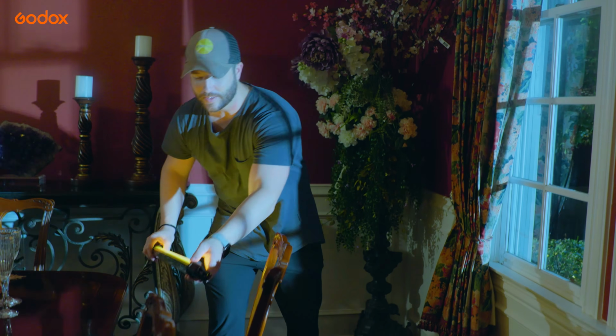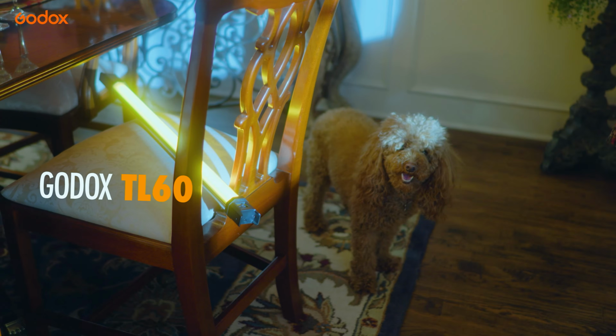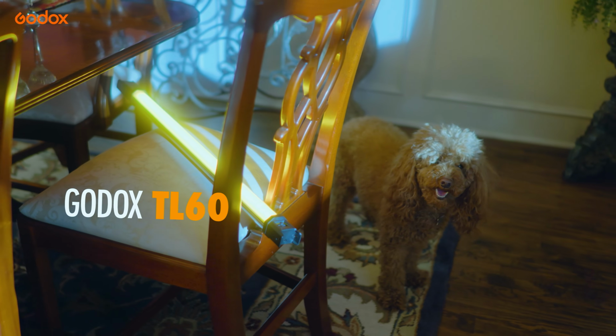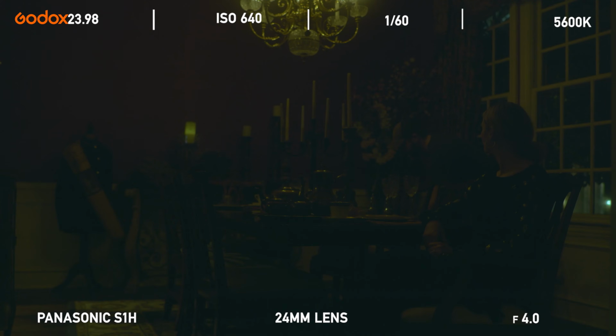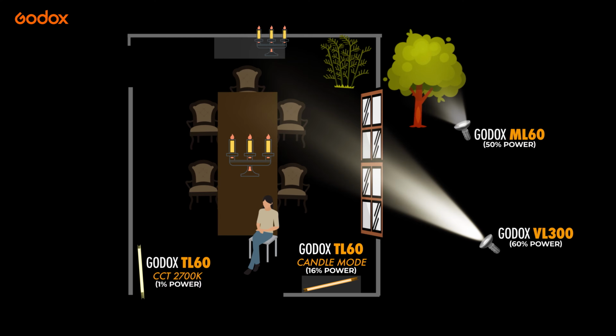Now, I needed to add a touch of motivated candlelight to the back wall. With the help of my lovely poodle assistant, I hid another TL60 on a chair under the table and directed the light to the back corner. This helps illuminate the back wall just a touch so that it preserves some extra detail from around the room. This light was also set on the candle effect and powered to 14%.